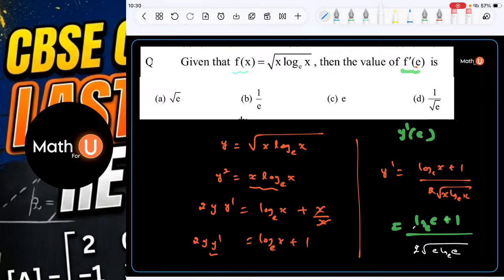See, base and argument are the same, so that value is equal to 1. Here also 1. We get 2 by 2 square root of e. 2 gets cancelled, we get 1 by root e. Then D is the correct answer. D is the correct answer here.